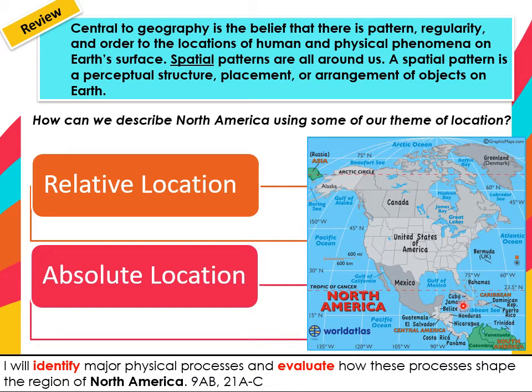So if I were to ask where Alaska was, it's 60 degrees north and 150 degrees west to about 160 degrees west. Those are absolute locations. You can get the absolute locations from your GPS points.